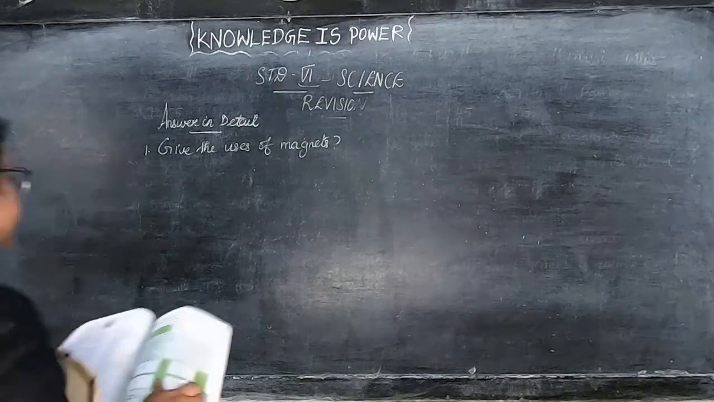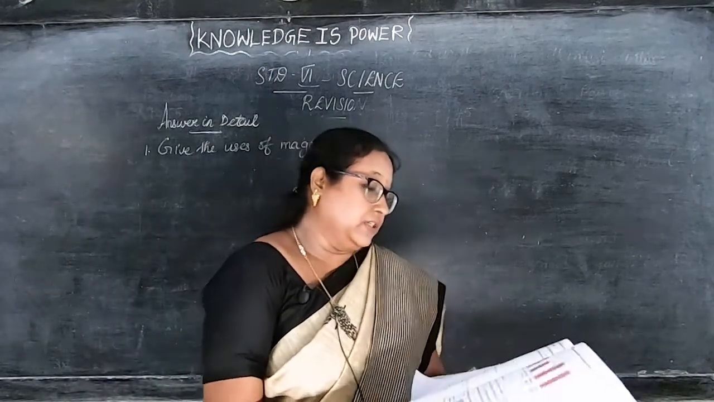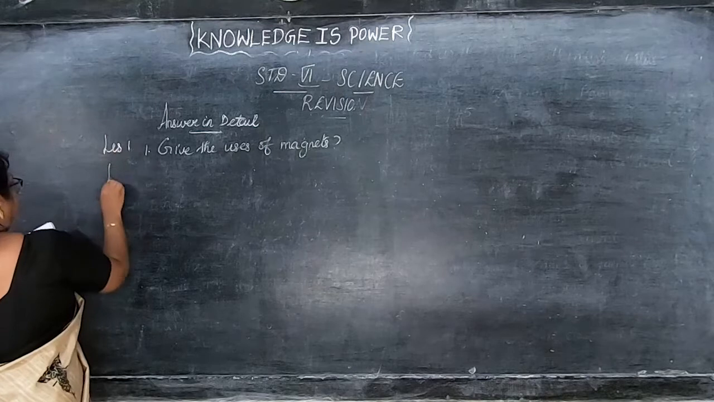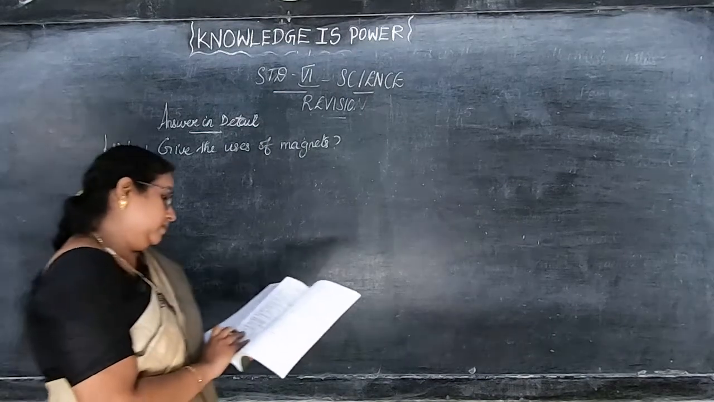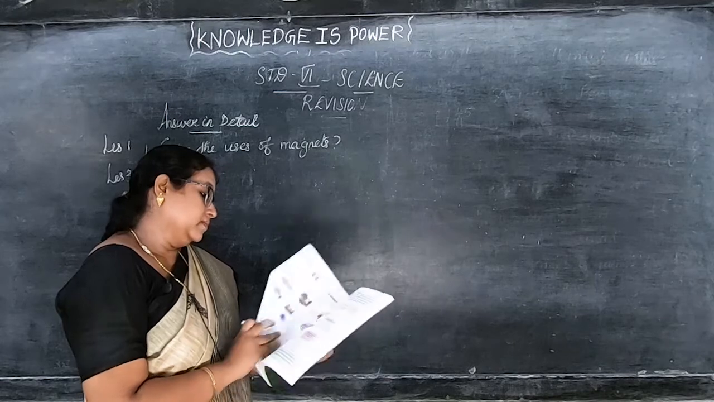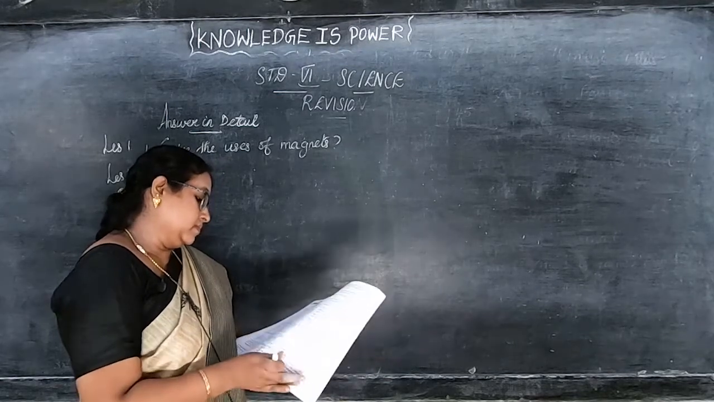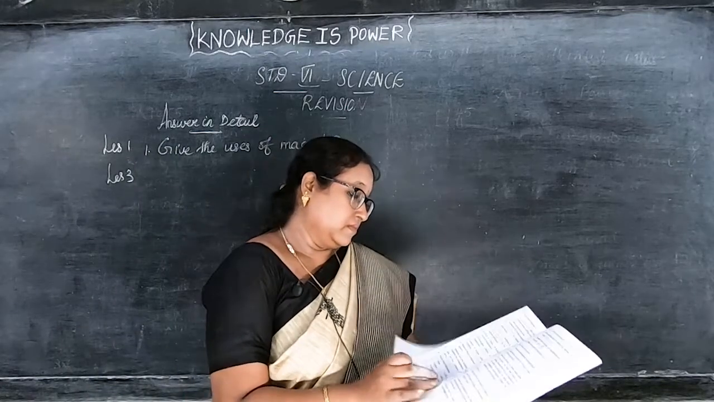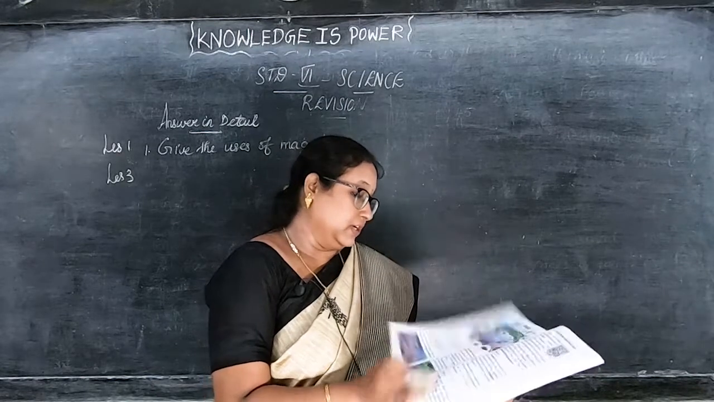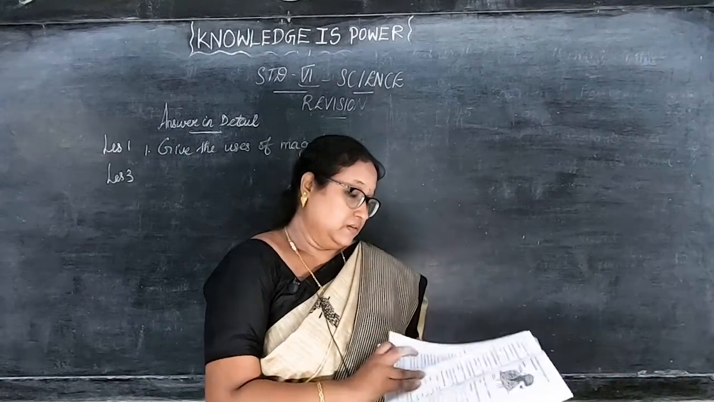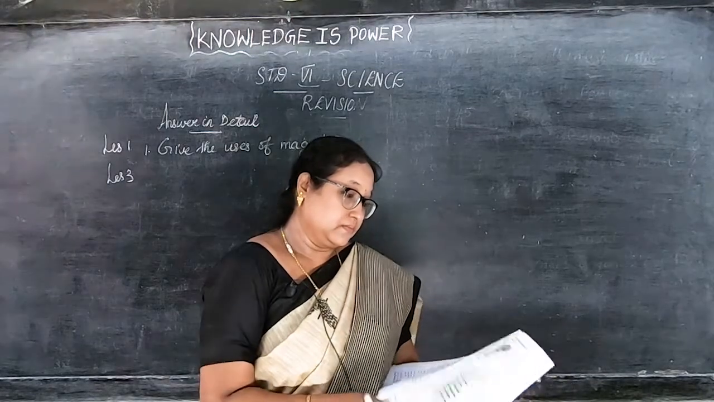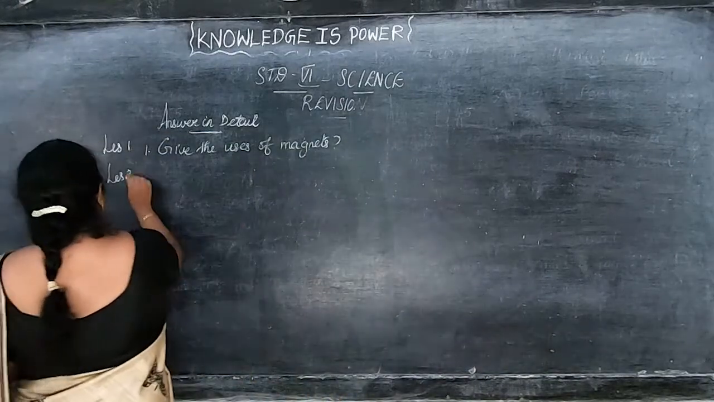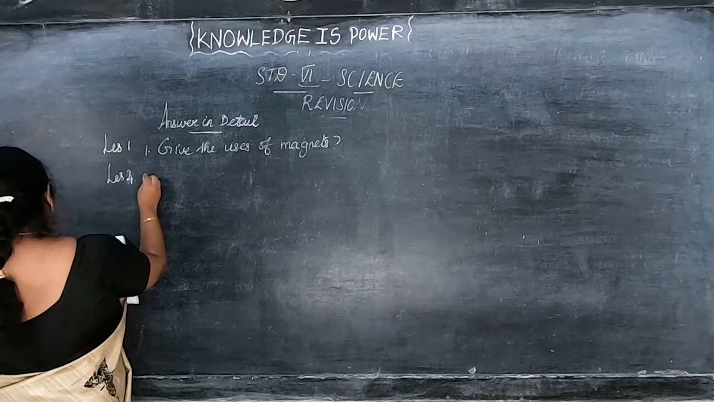From the first lesson only one detail I have given, and we'll go to the third lesson now. This is lesson 1, okay? And lesson 3. Lesson 3 has no detailed question, children. We'll go to the lesson 4 detail now. In lesson 4, children, in that you can see, give short answers.